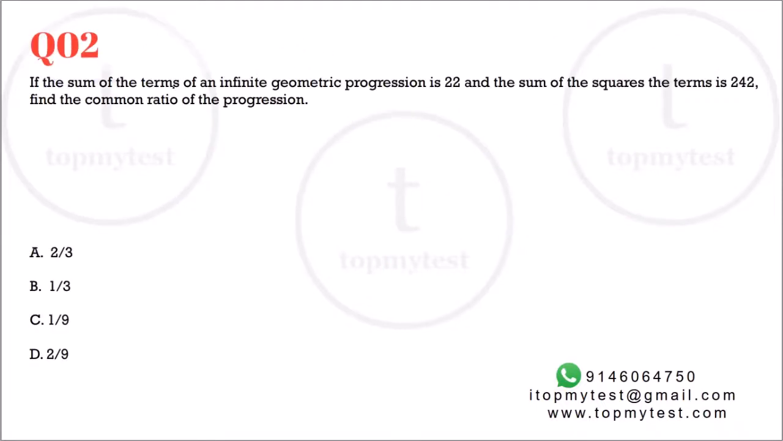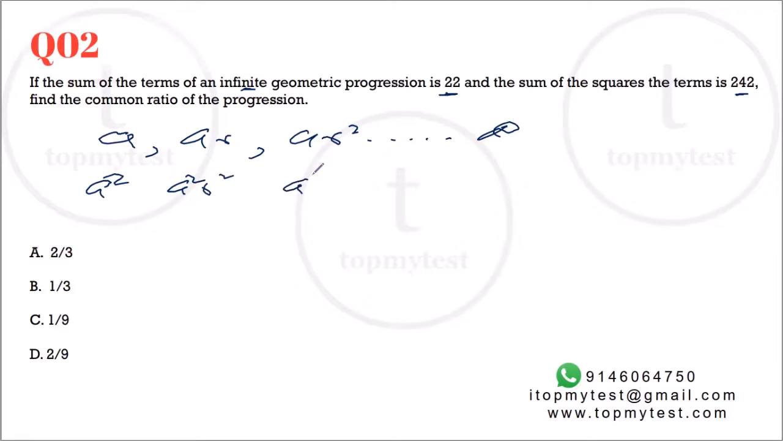This one says, if the sum of the terms of an infinite geometric progression is 22 and the sum of the squares of the terms is 242, find the ratio of the geometric progression. So if the first progression is a, ar, ar square till infinity, the second, which is the squares of the terms, will be a square, a square r square, a square r to the power 4, and so on to infinity. The first set, the sum is 22. The second set, the sum is 242. You need to find the common ratio.